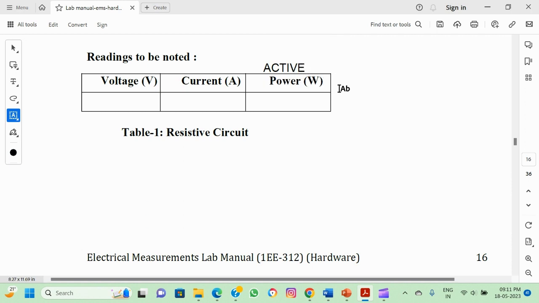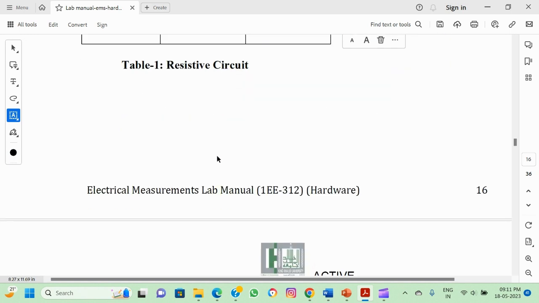So what is meant by active power? Active power, W, will be equal to VI cos phi, or you can say cos theta. So what is the theta here? Theta is the angle between this voltage and current.